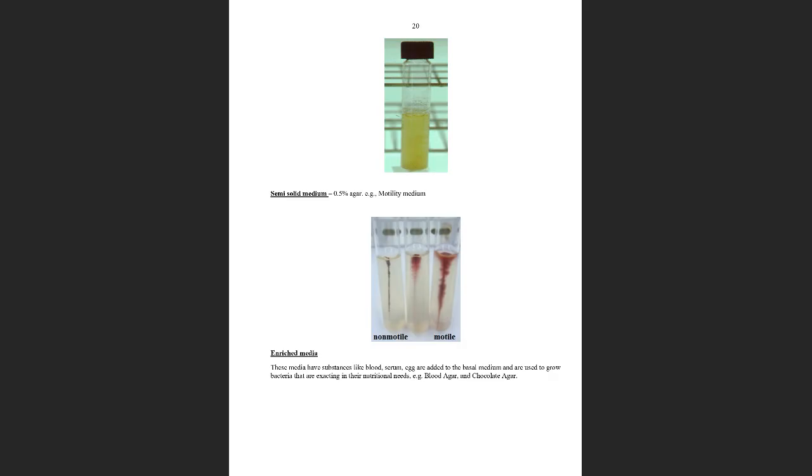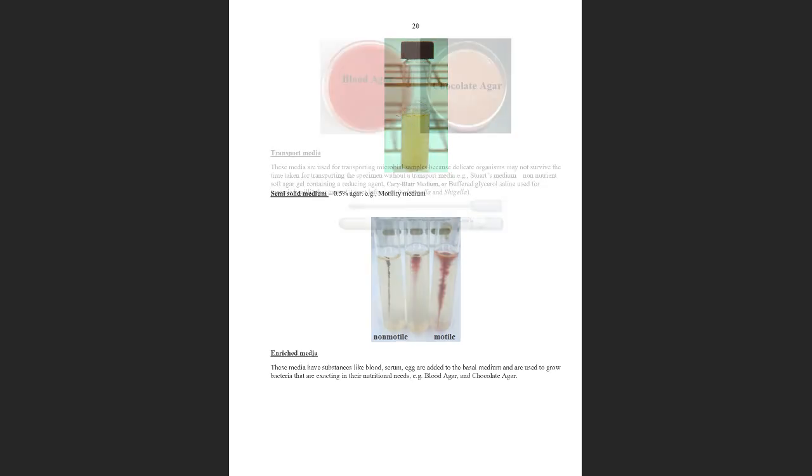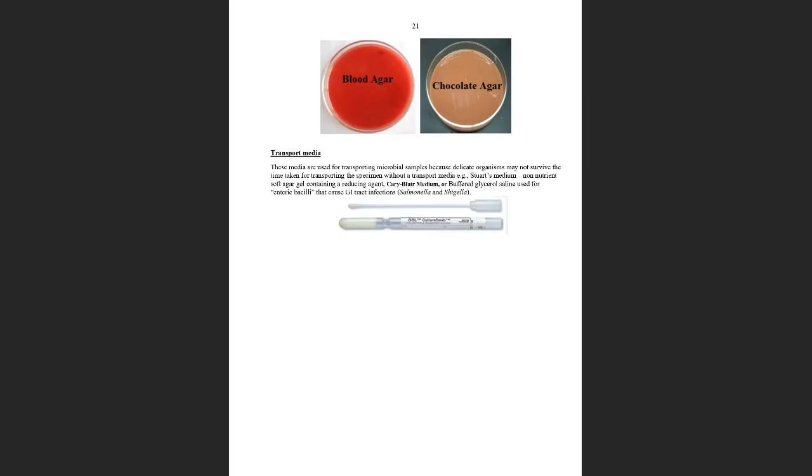Okay, then we use this media they call enriched media, and as the word indicates, they have some extra nutrients and some extra food that some bacteria must have to grow. So there are some bacteria that will only grow on blood agar or chocolate agar. They will not grow on your all-purpose media. So they need some ingredients that are present only in these media. So here's a picture of a blood agar plate and a chocolate agar plate.